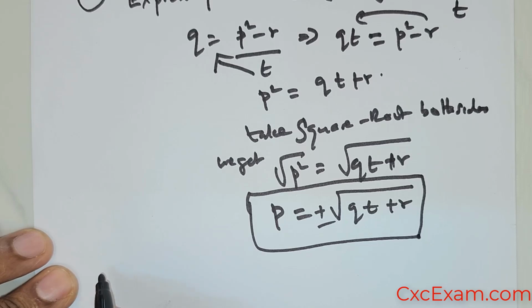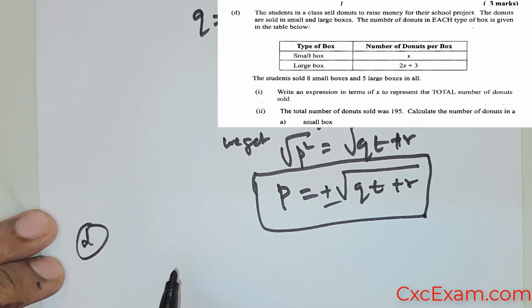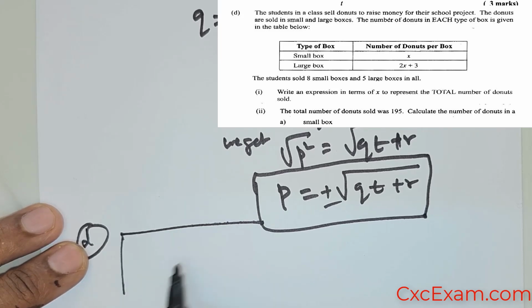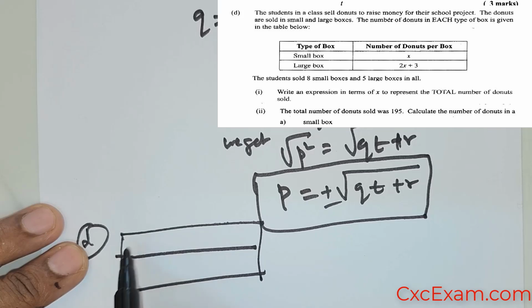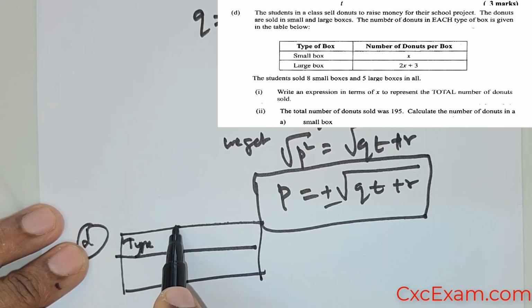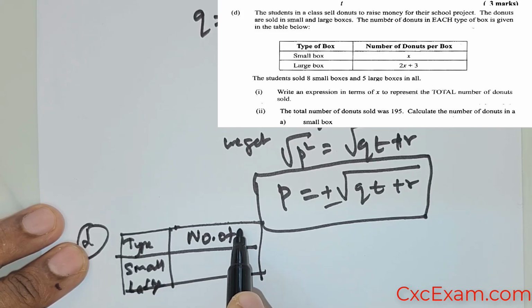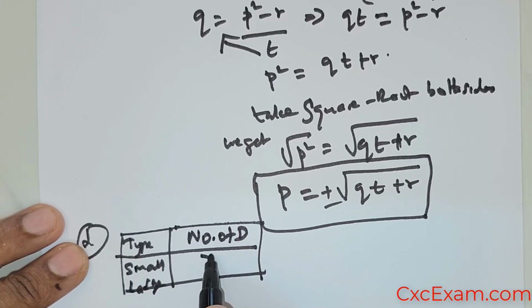Now you have the next question. Let me read the question. The students in a class sell donuts to raise money for their school project. The donuts are sold in small and large boxes. The number of donuts in each type of box is given in a table. So let me draw this table. You have type of box. Okay, box type is given. So you have two categories. One is small and the other one is large. Now the number of donuts in the small box is given as x. The number of donuts in the large box is 2x plus 3.